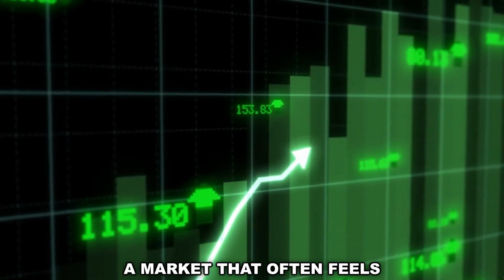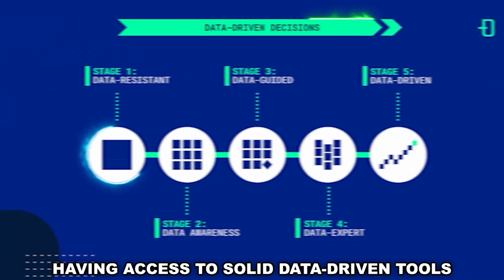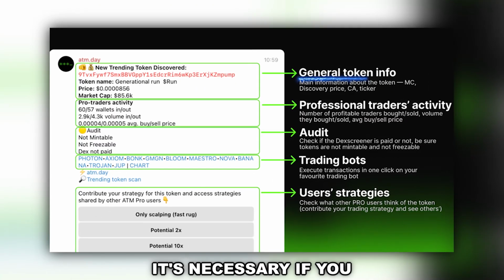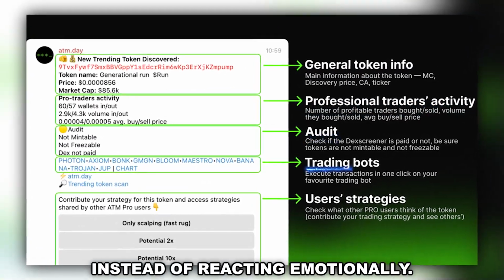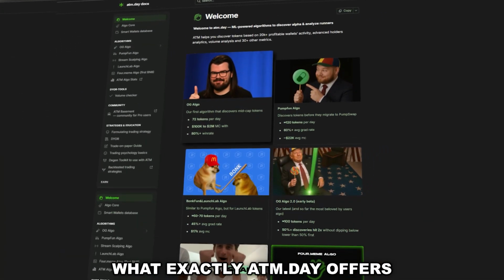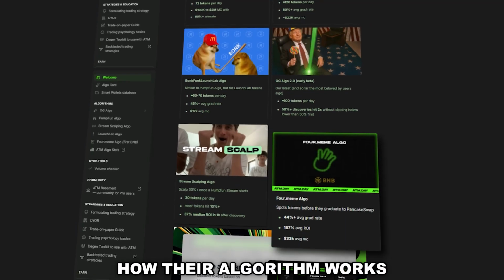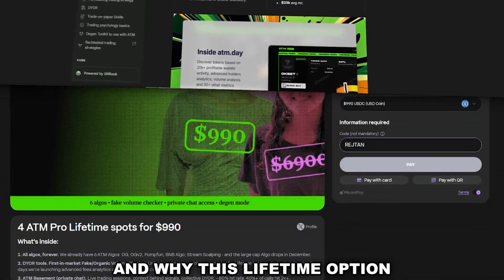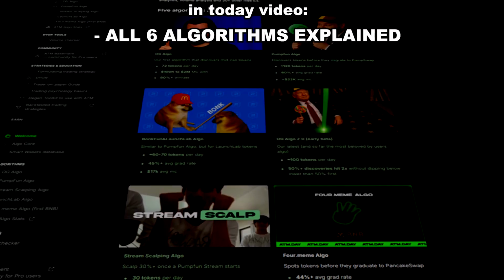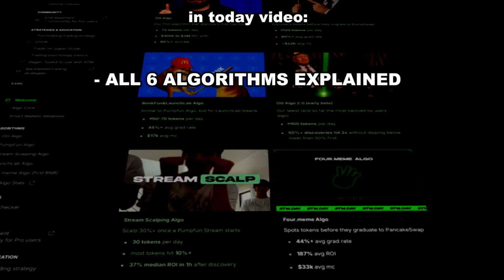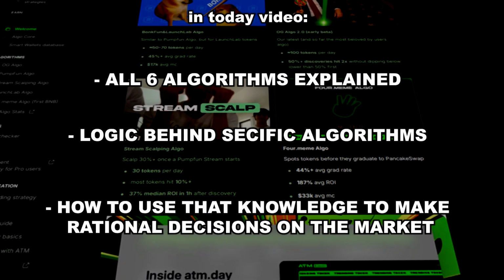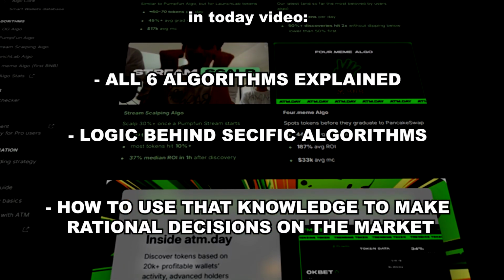In a market that often feels unpredictable, almost chaotic, having access to solid data-driven tools isn't a luxury anymore. It's necessary if you want to make informed decisions instead of reacting emotionally. Today I'm going to break down what exactly ATM.DAY offers, how their algorithm works, and why this lifetime option is very worth understanding. I'll walk you through each of the 6 algorithms directly from their Gitbook, explain the logic behind them, and show you how they can help you interpret the market more objectively.